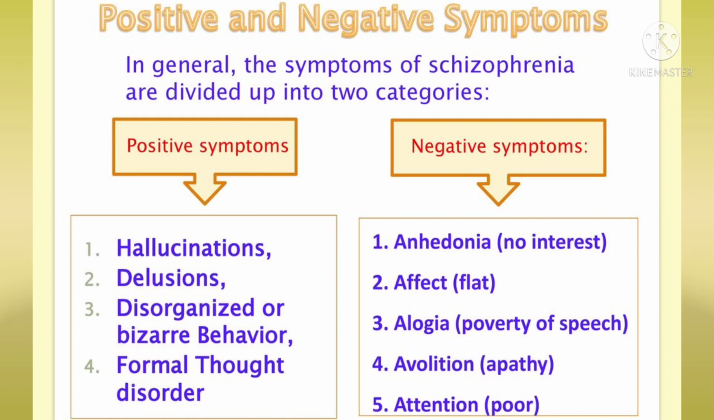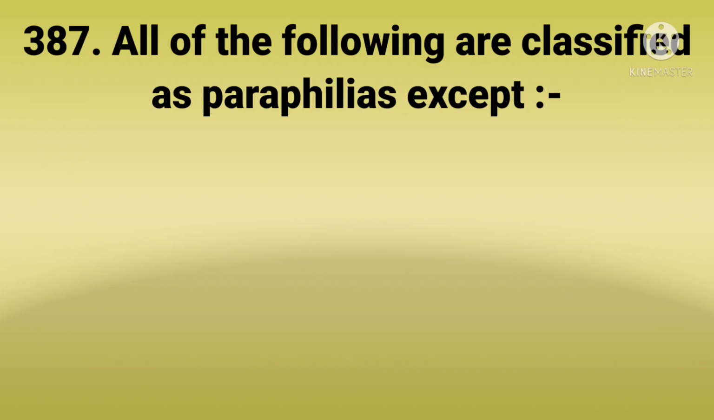Next is affective flattening. Next is alogia, meaning poverty of speech. Next is avolition, that is lack of motivation or interest. Last one is difficulty in paying attention, that is poor attention. This is all about positive and negative symptoms of schizophrenia.